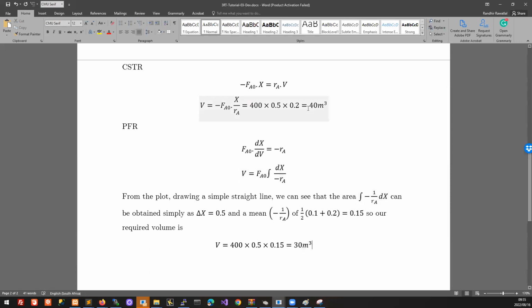And then, of course, the thing we want to comment on is that we have 40 cubic meters here. So in the CSTR, for us to achieve a 50% conversion, we need 40 cubic meters, whereas in the PFR, to achieve the same conversion, we only need 30 cubic meters.